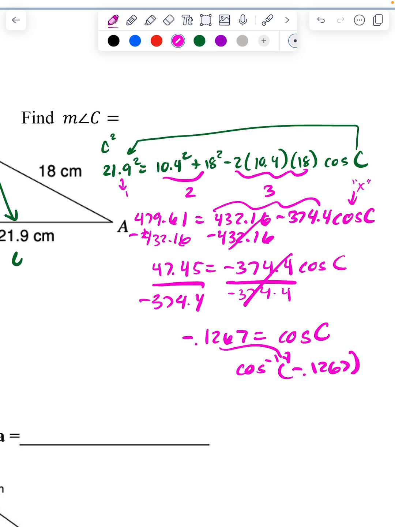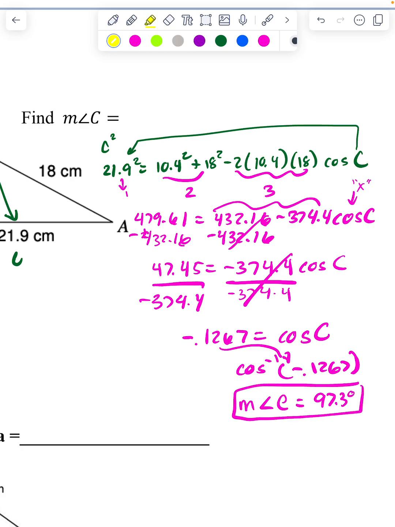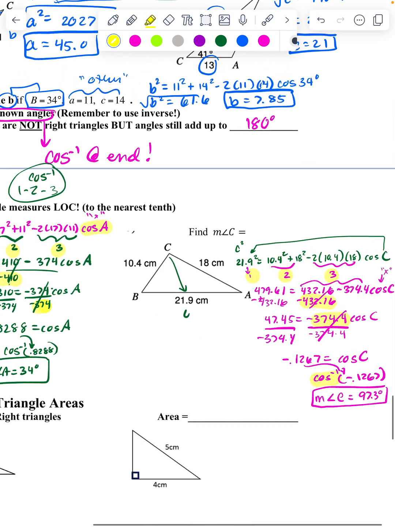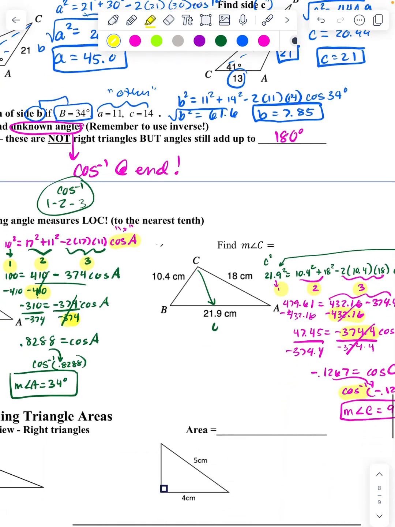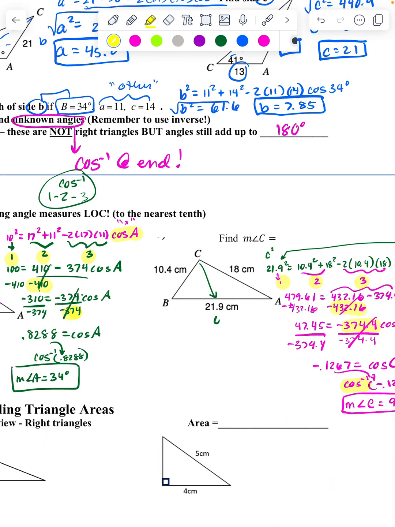If I do cosine inverse of that answer of negative 0.1267-ish, then I get that the measure of angle C comes out to be about 97.3 degrees. So it's always the same. Do your 1, 2, 3 numbers, subtract this, divide by the one attached, do cosine inverse. It's not terrible. It's not quite as easy as when you just had to do square root to find the side, but if you practice the process a few times, it's pretty straightforward. Hope that helps. Bye, guys.